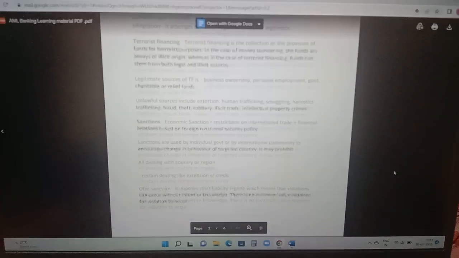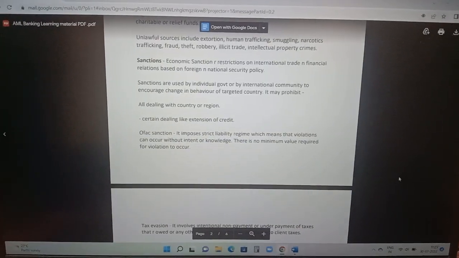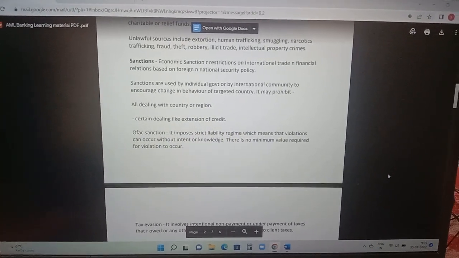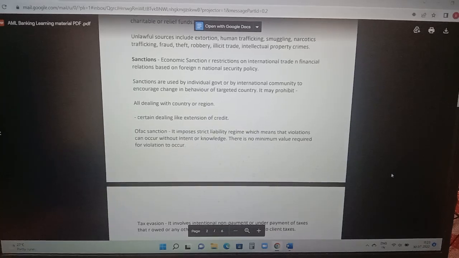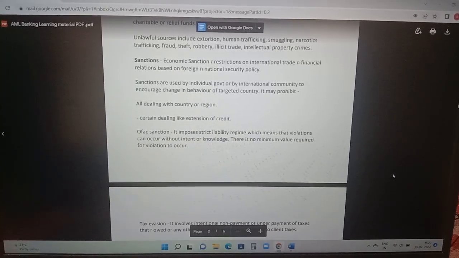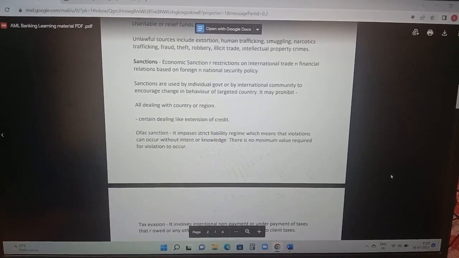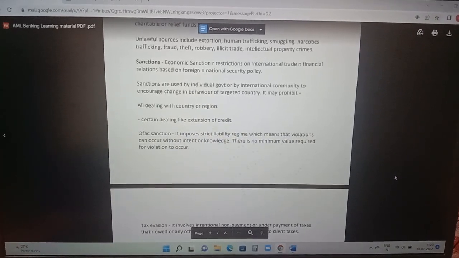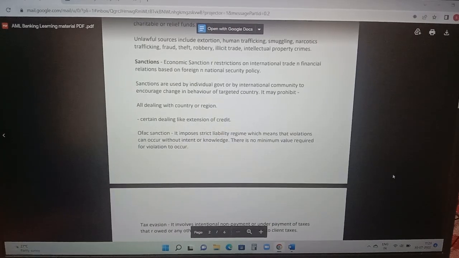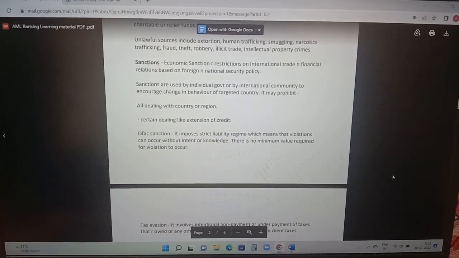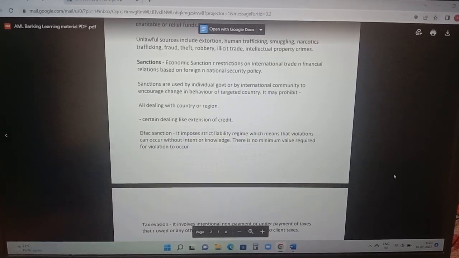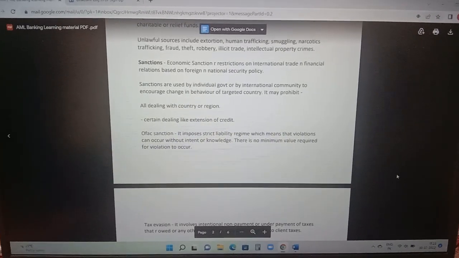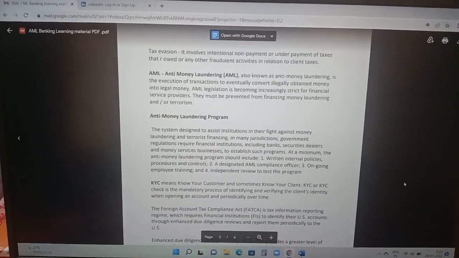Let's now speak about sanctions. This is also one of the topics or departments which comes under the banking domain. Sanctions are used by individual governments or by the international community to encourage a change in behavior of a targeted country. OFAC sanctions impose a strict liability regime, which means that violations can occur without intent or knowledge. There is no minimum value required for violations to occur.